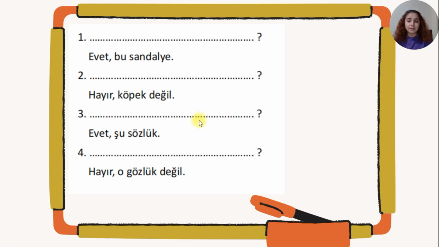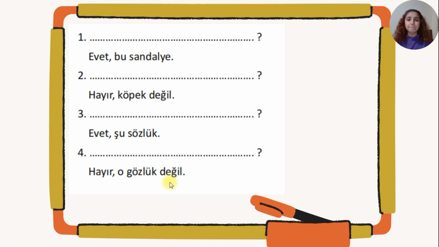Hayır, köpek değil. No, it is not a dog. Evet, şu sözlük. Yes, it is a dictionary. Sözlük is a dictionary. Hayır, o gözlük değil. No, it is not a glasses. Okay. And let's create the questions. Try to do by yourself and check your answers after me.